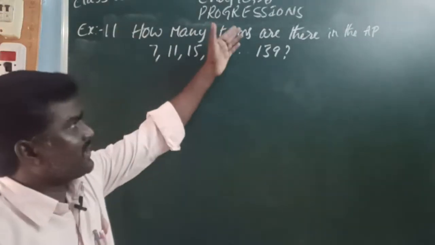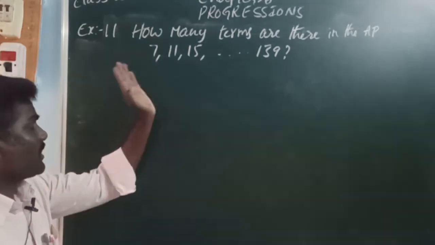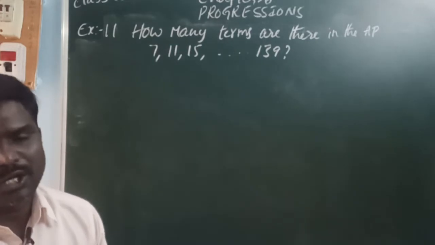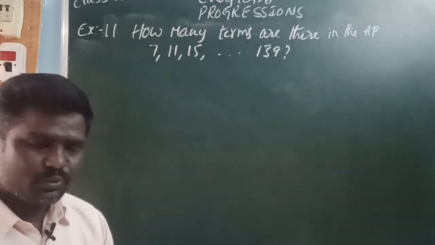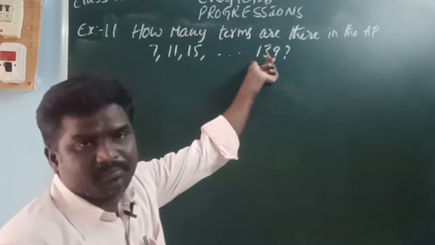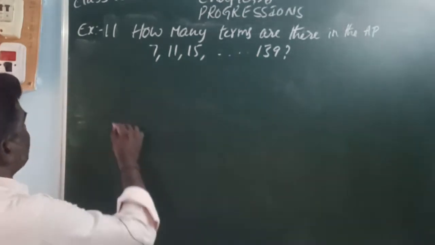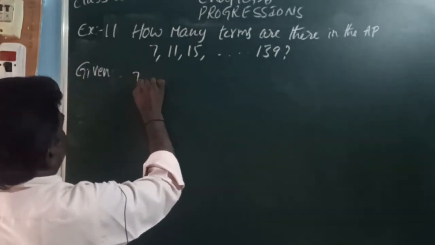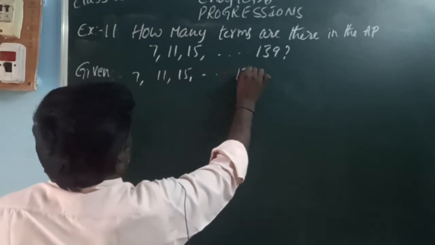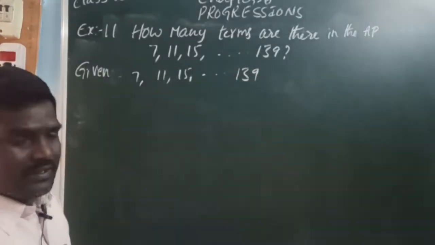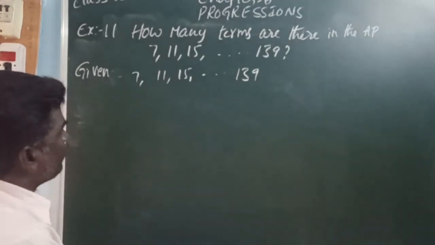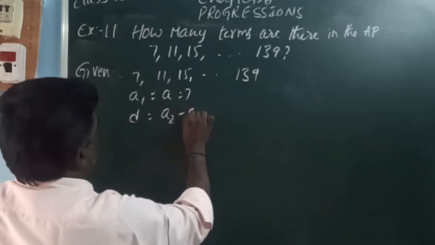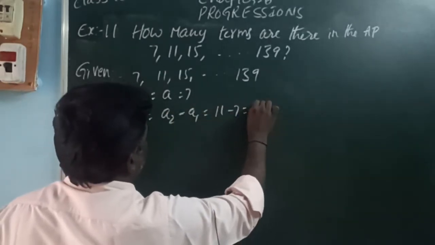Next, how many terms are there in the AP? So here the given AP is 7, 11, 15, and so on up to 139. So here, how many terms? How can we find it? By using the nth term. How can we find the n value? By using the last term. Then we can find the n value. So given 7, 11, 15, and so on up to 139. Before that, find the first term and the common difference. The first term is 7, the common difference is a2 minus a1, 11 minus 7, that is 4.